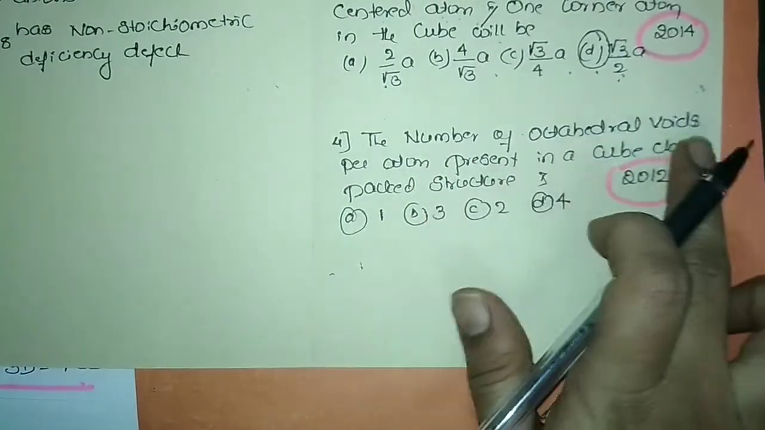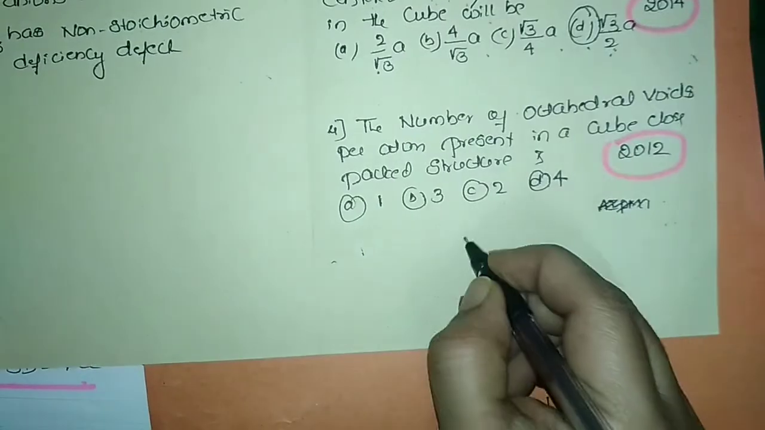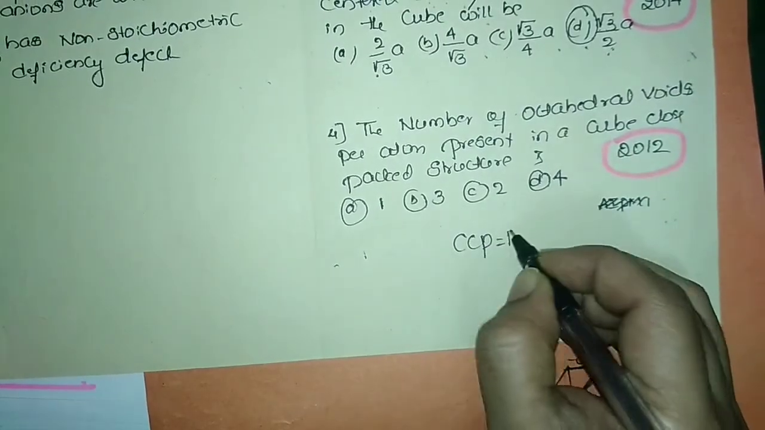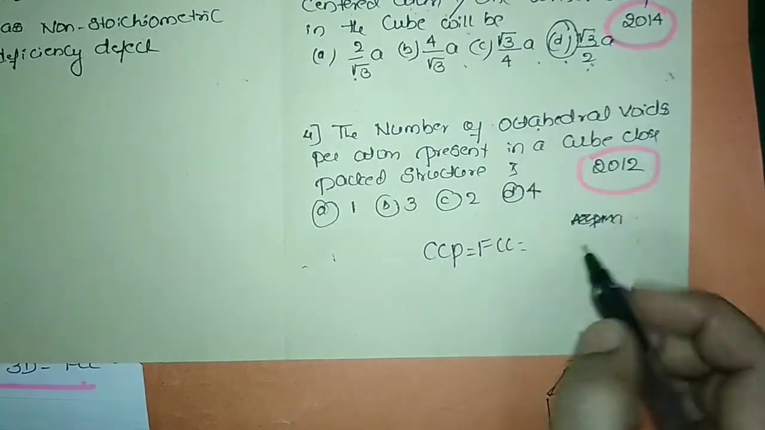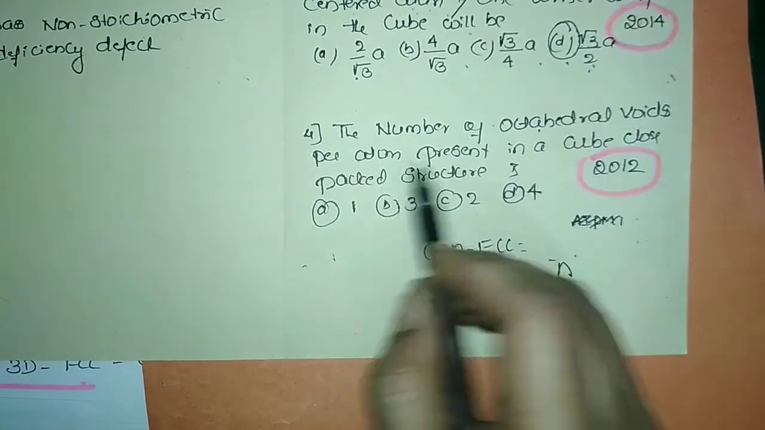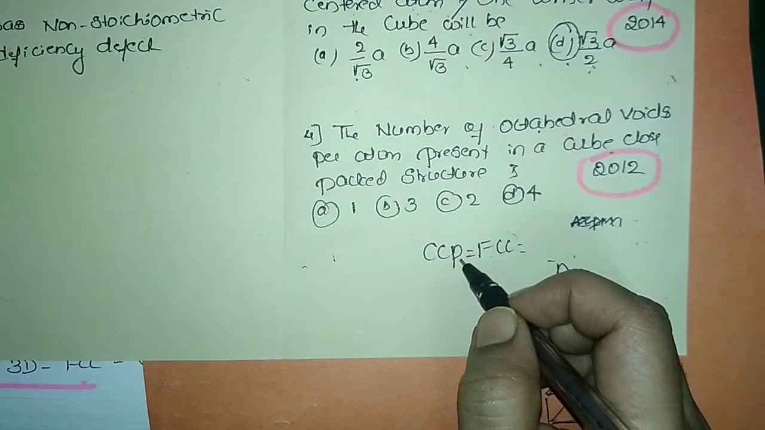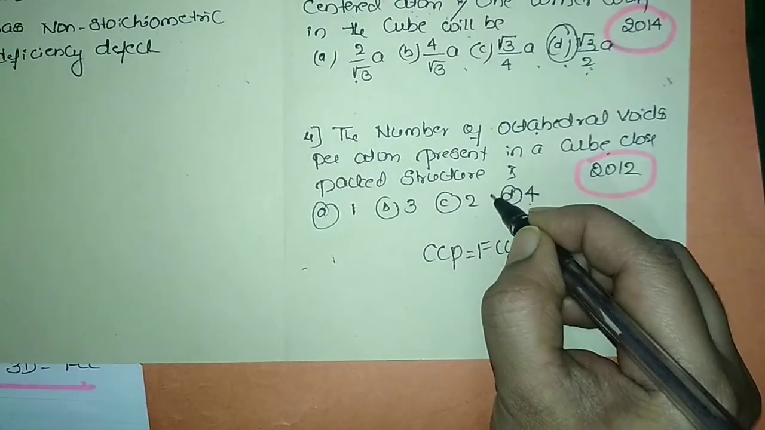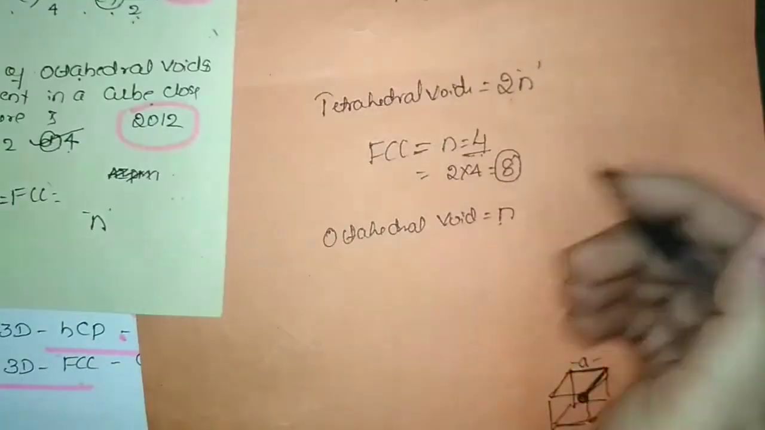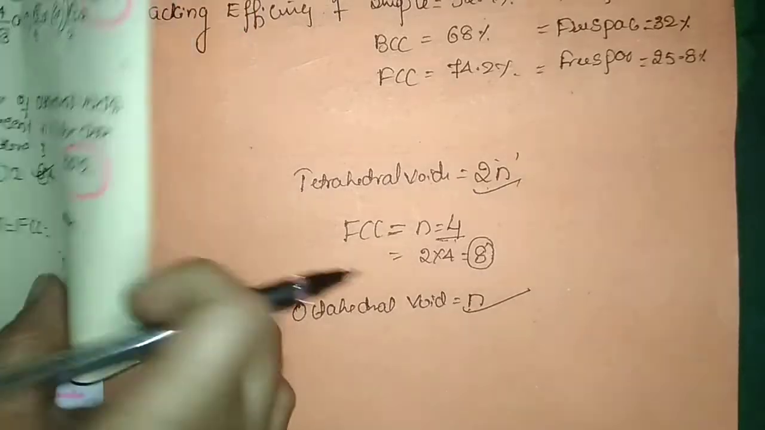Here, the number of octahedral voids per atom present in a cubic close packed structure, that is CCP, is nothing but like an FCC. As I told, octahedral void is nothing but n. For a CCP lattice, the n value is 4, CCP is nothing but FCC. The n value is 4, therefore the number of octahedral voids will also become how much? It is 4. You have to remember these two formulas. Directly you can answer these questions.